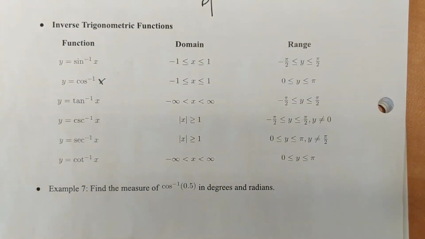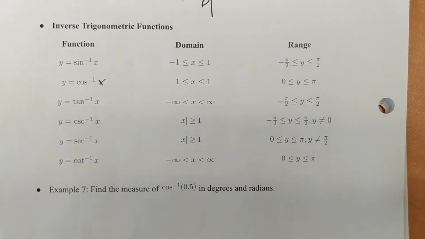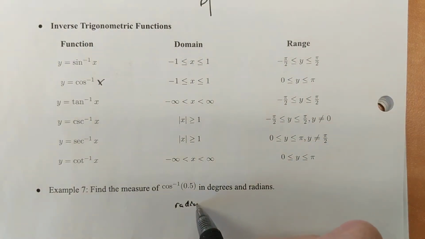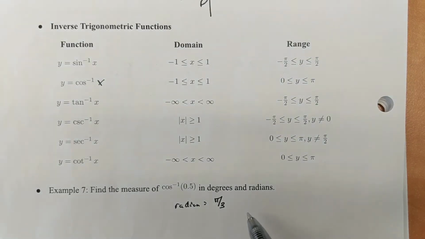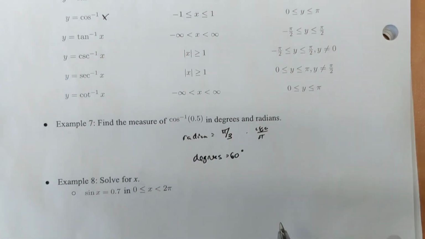So example 7, find the measure of the inverse cosine of 0.5 in degrees and radians. So I'm actually going to start with degrees. That's actually just a calculator problem. So in radians, that's pi over 3 radians. To convert to degrees, you take your value and you multiply by 180 over pi. So in degrees, that is 60 degrees.